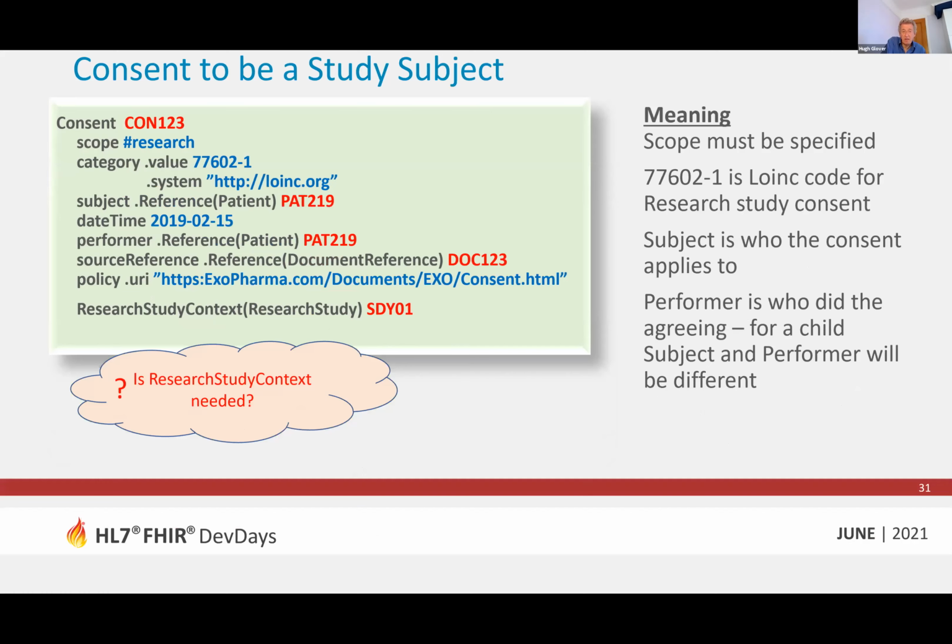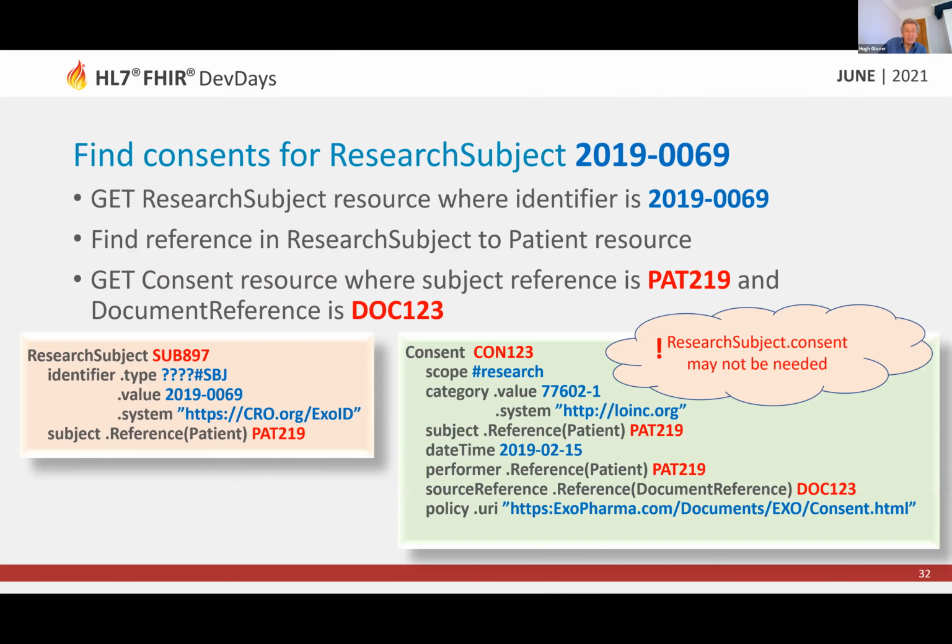But when you then come back to try and tie together the consents for a research subject, the question that people have asked is, well, surely you need to actually go in and look at the patient. But if you look at this, what you need to retrieve is your research subject resource and your consent resource. They're linked by the internal link of PAT 219, but you don't actually need to go and read the record for PAT 219. That can stay anonymous, as it should do.